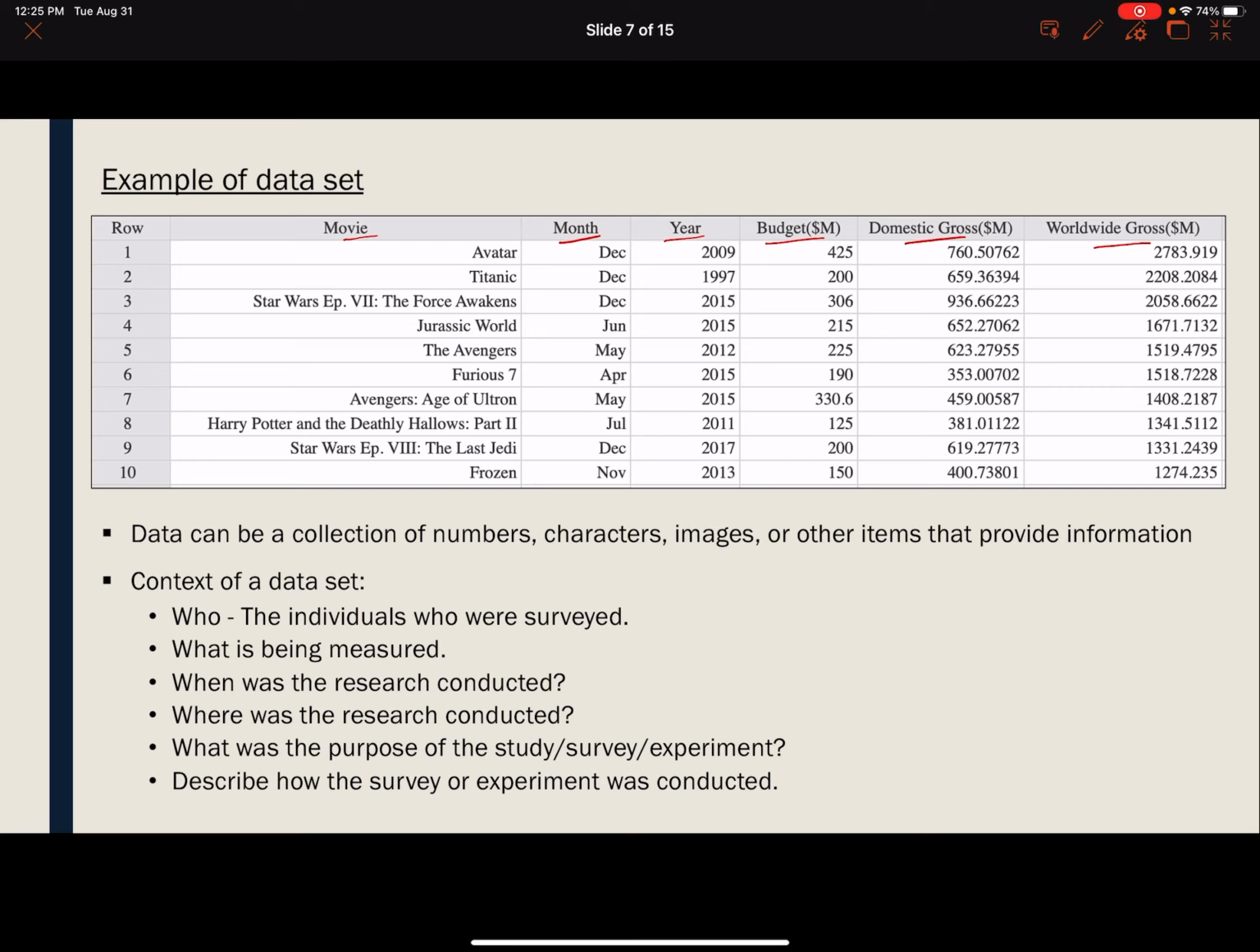It's always good to look at when and where the research was conducted. This is not always something you can see in a math problem, but it is something that's important to see when you're looking at bigger research.